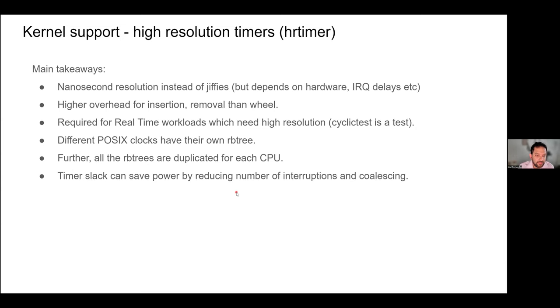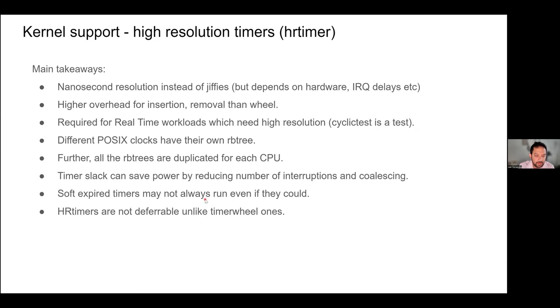And timer slack is a feature in HR timers that can be used to save power by reducing the number of interruptions of the CPU and by coalescing the timers. And then lastly, soft expired timers may not always run even if they could. That's by design. And also HR timers are not deferrable unlike the timer wheel ones. You have slack, but you don't have anything like deferrable timers with HR timers.